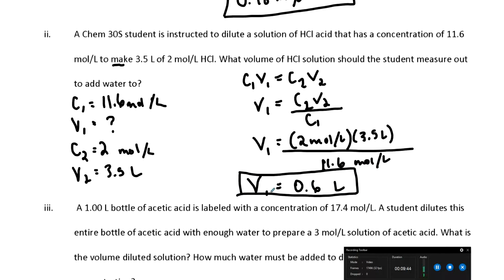Okay, so that means you need to measure out 0.6 liters or 600 milliliters of the concentrated acid, and then you're adding water until you get 3.5 liters. So you'd actually be adding 2.9 liters of water to dilute it from this concentration to this one.